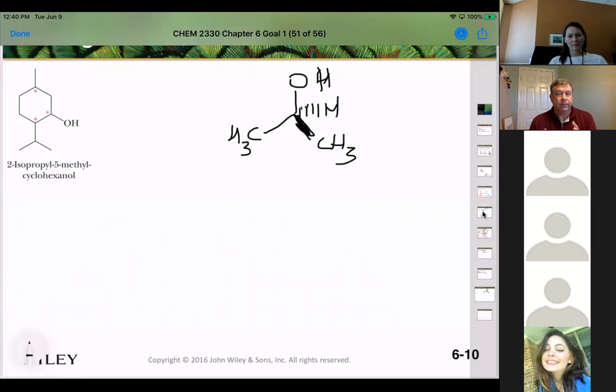Okay, we have the OH, we have the dashed hydrogen, those are different. We have the wedged CH3, and we have the straight line CH3. Now, those CH3s are equivalent. Therefore, this is not a chiral compound. It only has 3 different groups attached to that center carbon.